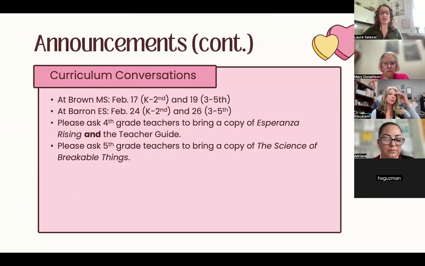And the same for fifth graders, if they could bring a copy of their novel, The Science of Breakable Things, because we'll be going through a little bit about how to teach a novel and what that really looks like. Okay, so I don't have a way to just email everybody. If you could let your teachers know, the ones that are attending, that would be very helpful for me.